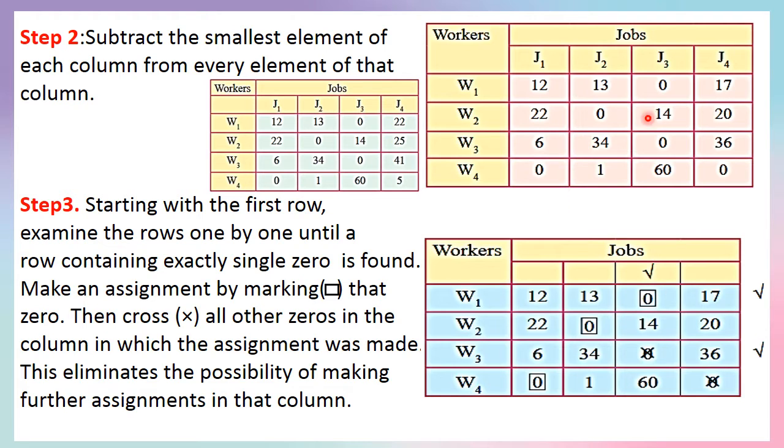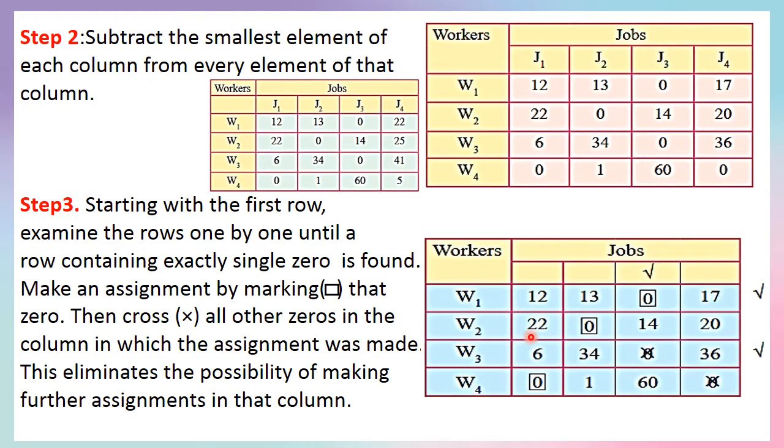And one more thing, after assigning you have to check the column containing the assignment. That is, after assigning you can see one more 0 in the column, not in the row. In the column, one more 0. So you have to cross that, crossing or cancelling that 0. That is cancelled or crossed this 0.